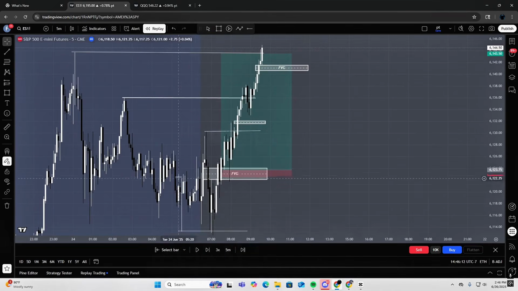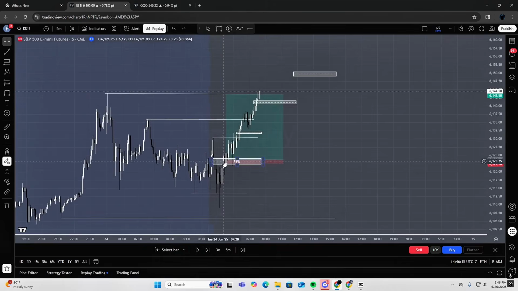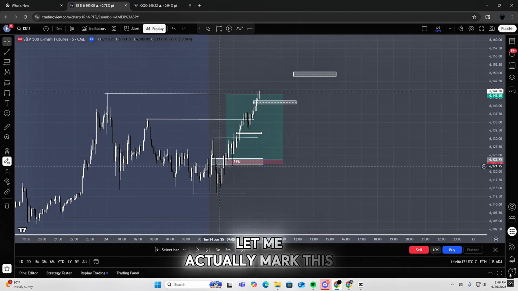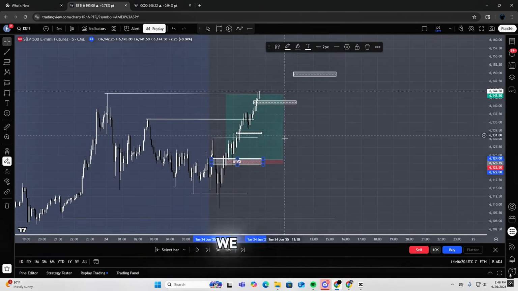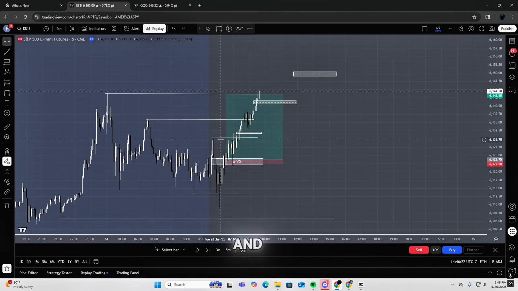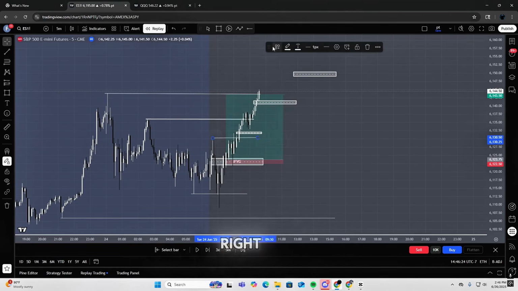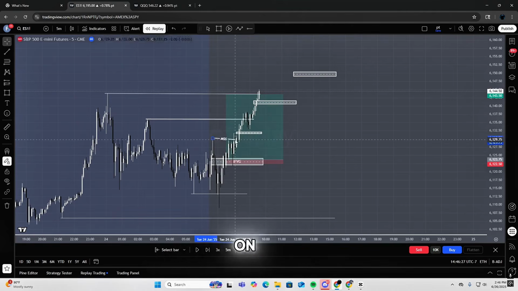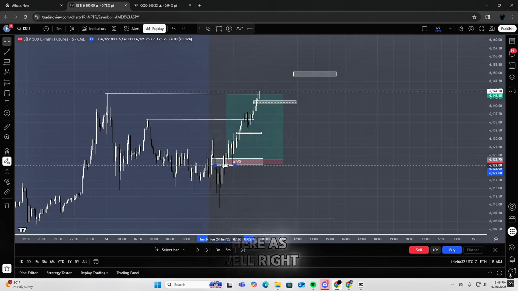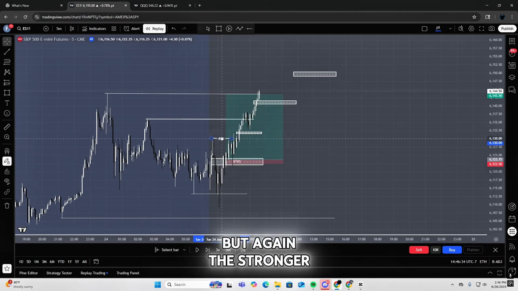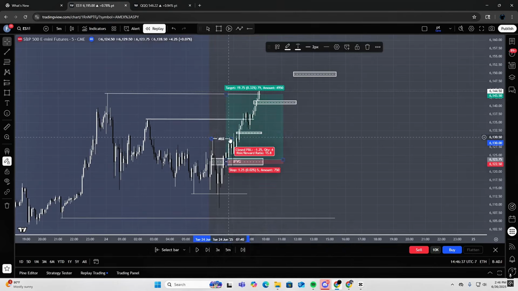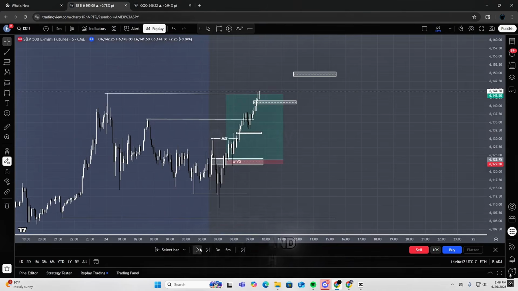We created inverse fair value gaps, right? Let me actually mark this real quick. We created inverse fair value gaps, we created bullish fair value gaps as well, right? And we basically activated our market structure shift right here, on our higher time frame. You could have also marked it all the way down here as well, right? This would just be on the lower time frame, but again, the stronger market structure shift would be on the higher time frame, right? And we got to close above here, right? And yeah, this actually ran all the way to, I'm not sure where, but it just ran.